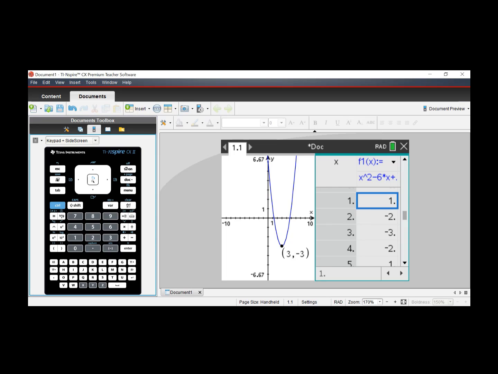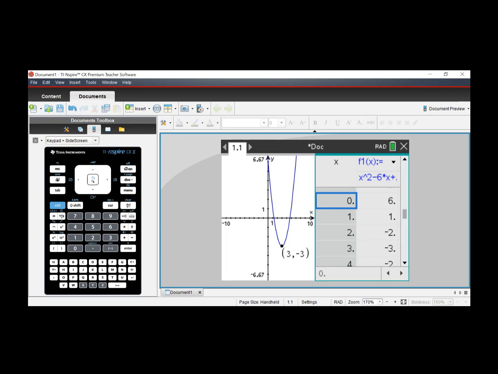We said we need 3 in the middle, and we need to go 1, 2, 3 bit smaller than that. So our table has to start 0, 6, 1, 1, 2, negative 2, 3, negative 3, 4, negative 2, 5, 1, and 6, 6. So now you're going to copy that information down onto your paper.